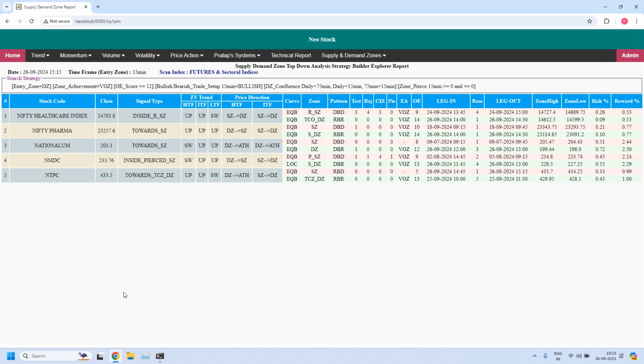All these 5 stocks, the 15 minute zone is part of the 75. Again, both together are part of the daily zone. And the daily trend is up for 3 stocks. If any of those stocks are having daily EMA confluence, it's a high probability setup. Let's verify.